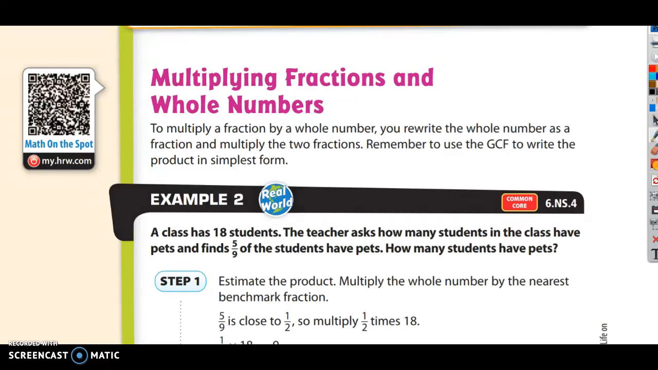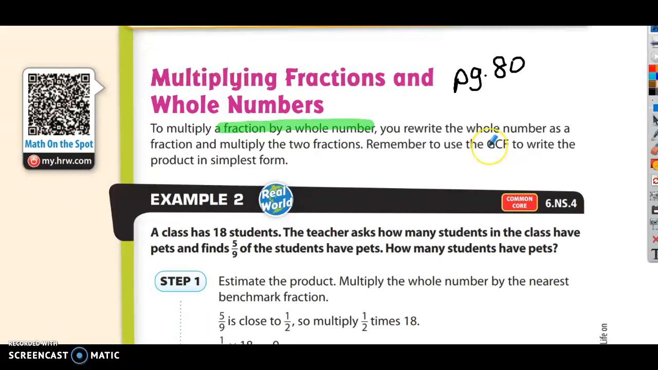Okay, so we're on lesson 4.1. This is page 80. This video is going to be the middle of page 80 and the top of page 81. And what we're doing here is we're multiplying fractions and whole numbers. To multiply a fraction by a whole number, you write the whole number as a fraction and then multiply the two fractions. Now some kids are going to say, well, how do you write a whole number as a fraction? Well, we're going to do that here in just a couple minutes.